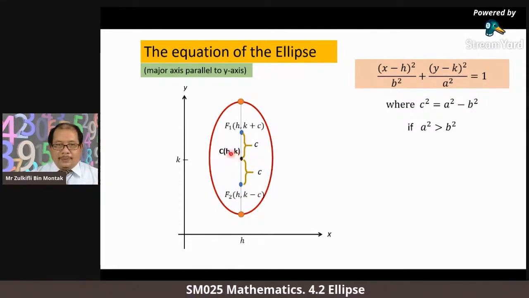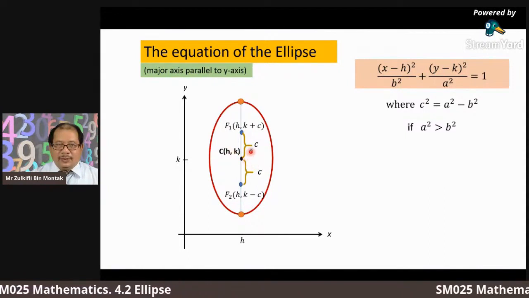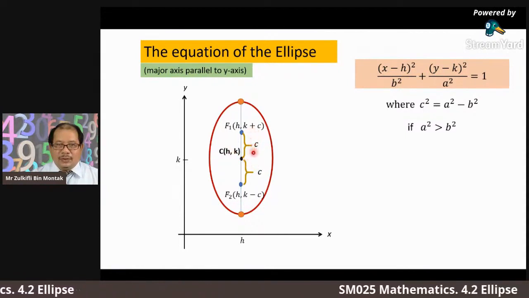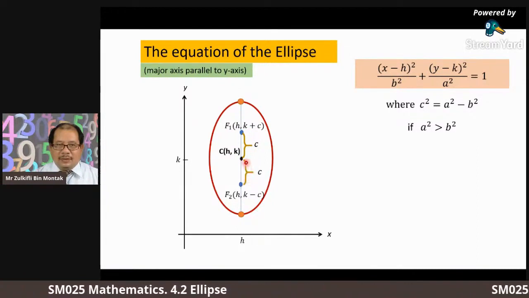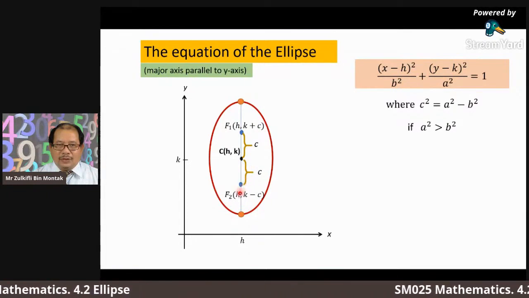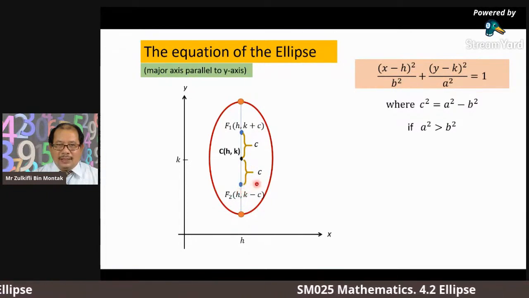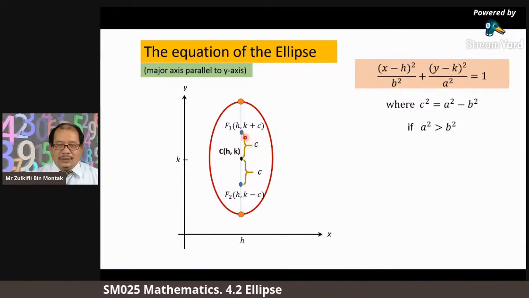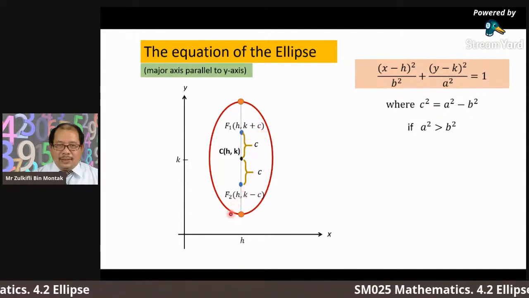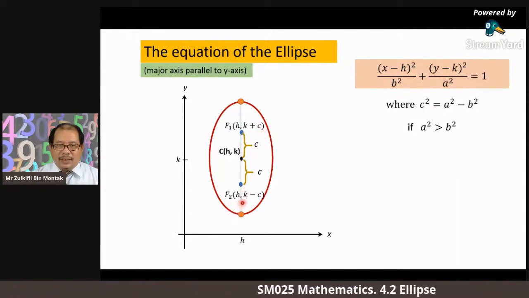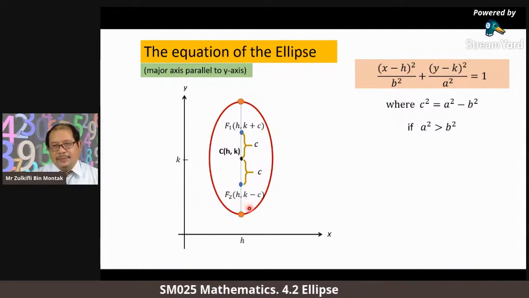The distance from the center to the first focus is equal to c. Also, the other focus, the distance from the center to F2, is also c. Therefore, we can determine the first focus coordinate is (h, k plus c), and the other focus is (h, k minus c).